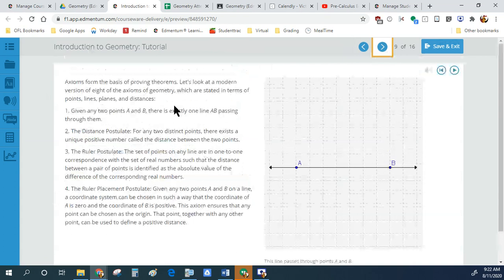So these are the axioms that Euclid built all of his studies on. One of them is any 2 points make a line. If I have 2 points, I can draw a line right through them, and there can only be one line that goes through them. There's no way you can draw a line and it go through B. It has to be this way.